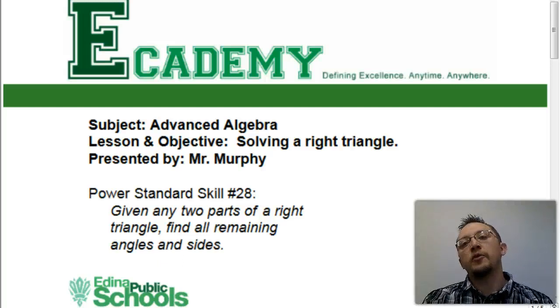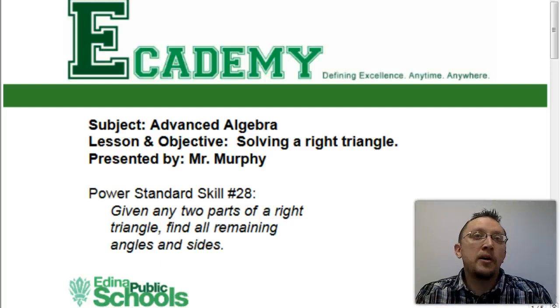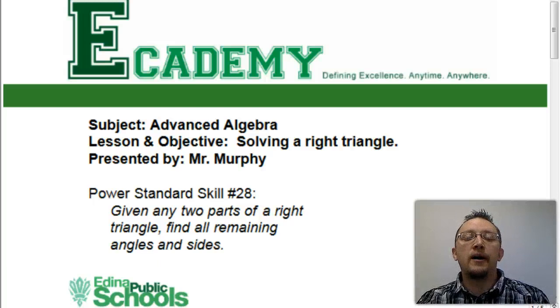In this Power Standard we're going to be looking at how to solve a right triangle. What it means to solve a right triangle is that we are going to be finding the other pieces of the puzzle, so to speak. If we're given a side and an angle for a right triangle, we need to be able to find the measures of the other sides and angles.